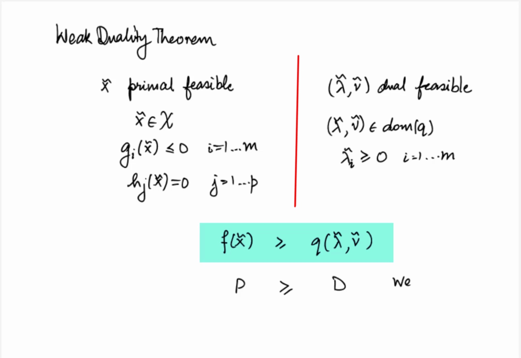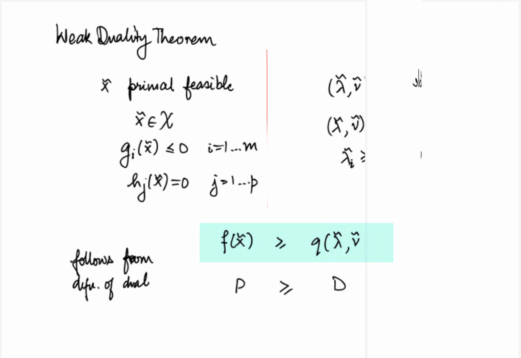This result is known as the weak duality result and holds for all problems, convex or not. In fact, the result can be easily proved and draws from the definition of the dual problem. In other words, the dual problem is constructed in such a way so as to satisfy the weak duality condition. Let us look at the proof.